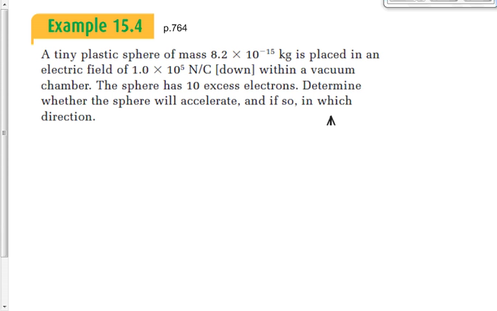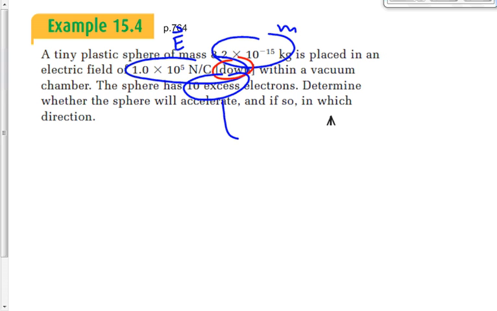Let's take a look at one more example here, and then we'll wrap it up for the day. 764 says a tiny sphere of this mass is placed in this electric field. It's downward, so we're going to circle that. This here has 10 excess electrons. That means the charge will be 1.6 times 10 to the minus 18 coulombs, right? 10 times the charge of an electron. We want to determine if it will accelerate, and if so, which direction.